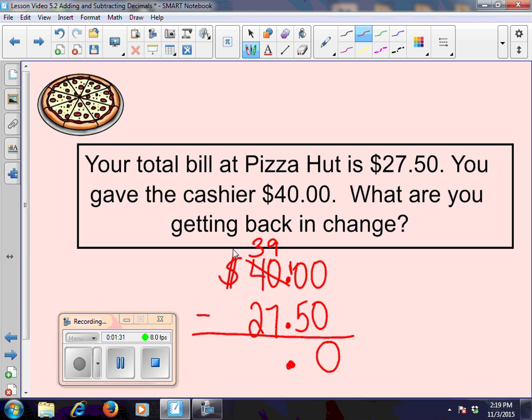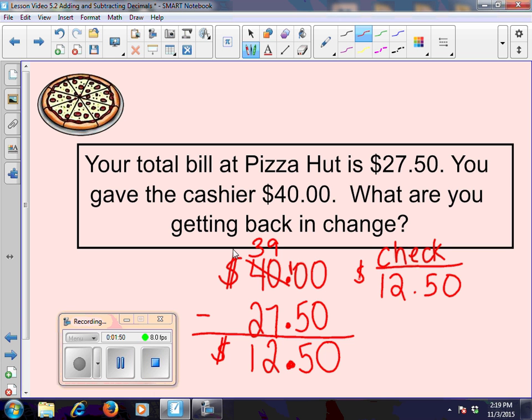So now I have 10 minus 5 is 5. And then I have 9 minus 7 is 2. And 3 minus 2 is 1. I should be getting $12.50 back. Now in order to check that, you can take the change that you'd be given, which is $12.50.